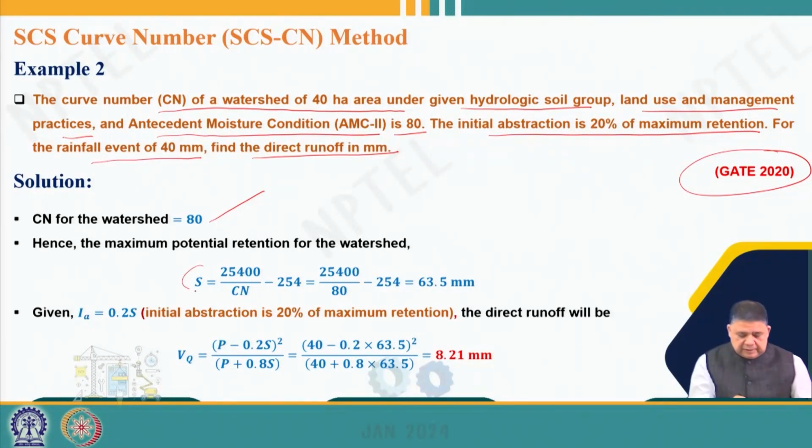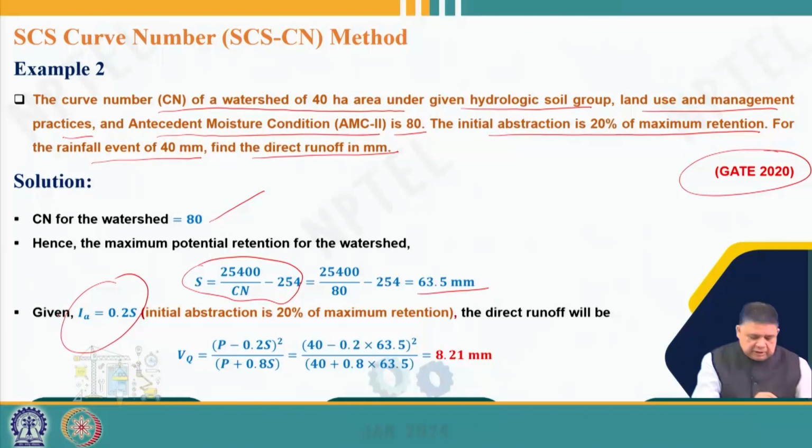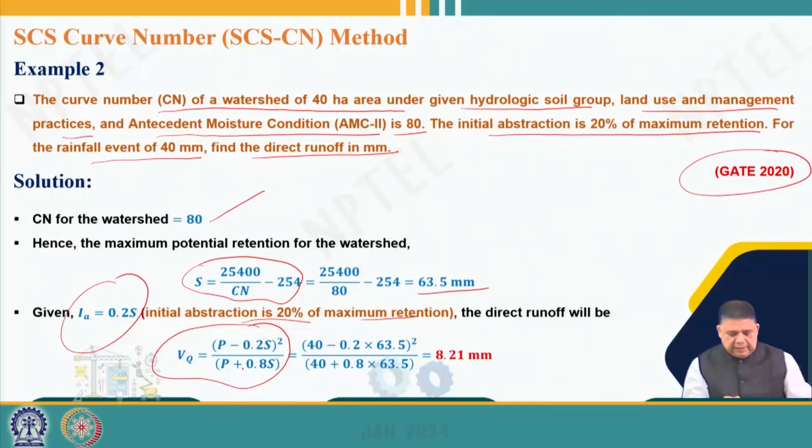So maximum potential retention we can obtain using this relationship, which comes out to be 63.5 mm. And we have also been given IA equals 0.2S, that is initial abstraction is 20% of maximum retention. So that means we can use this simplified formula where IA is already taken as 0.2S. So putting the values of P and S, we already know P equals 40 mm, and the S value we have calculated as 63.5 mm. Putting these values, we can find out VQ, which comes out to be 8.21 mm.